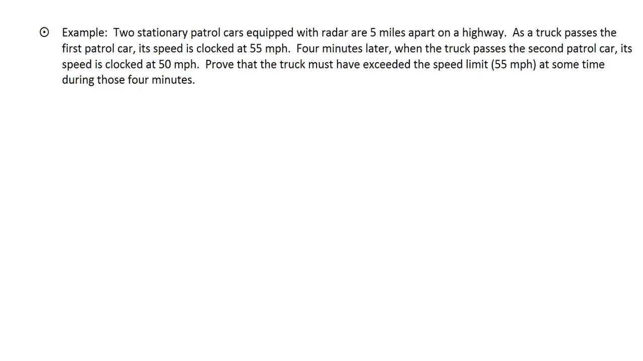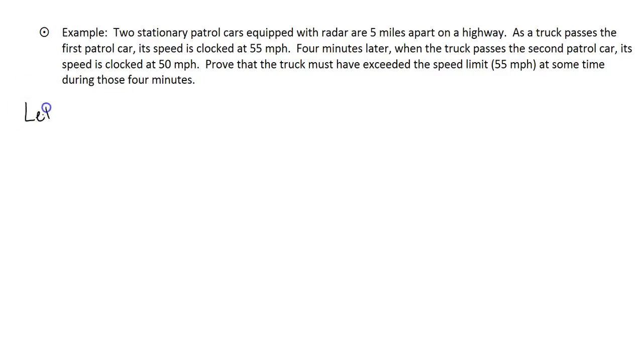This says that two stationary patrol cars equipped with radar are 5 miles apart on a highway. As a truck passes the first patrol car, its speed is clocked at 55 miles per hour. 4 minutes later, when the truck passes the second patrol car, its speed is clocked at 50 miles per hour. We want to prove that the truck must have exceeded the speed limit of 55 miles per hour at some time during those 4 minutes.